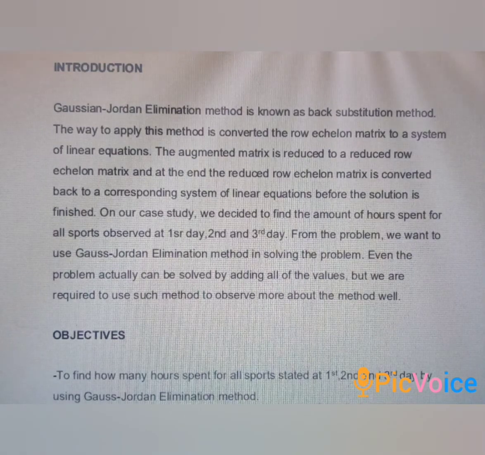In our case study, we decide to find the amount of hours spent for all sports observed at first, second, and third day. From the problem, we want to use the Gauss-Jordan elimination method in solving the problem. Even though the problem actually can be solved by adding all of the values, we are required to use such a method to observe more about the method well. Then, the objective. The objective is to find how many hours spent for all sports started at first, second, and third day by using the Gauss-Jordan elimination method.